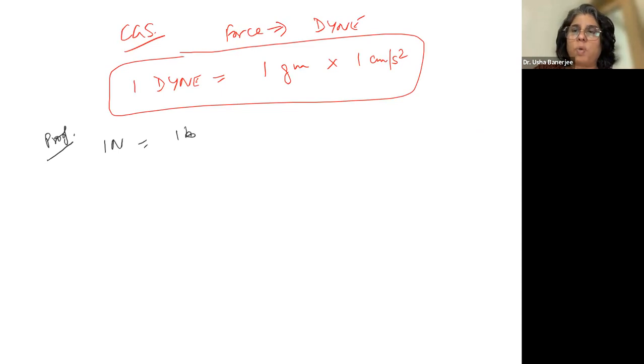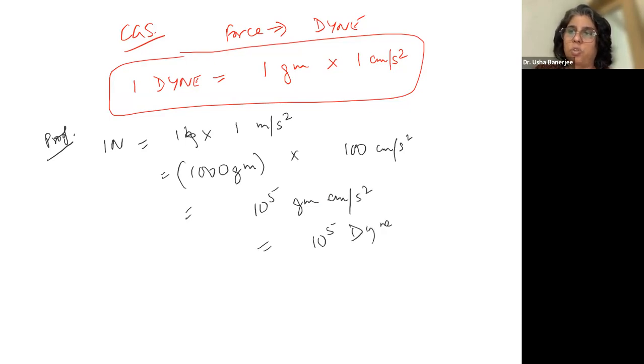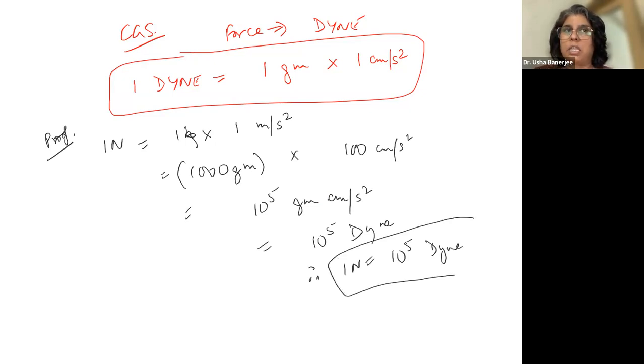1 Newton is 1 kg into 1 meter per second square. 1 kg is how many grams? I just have 1 more minute, but I want to finish it. 1 kg is 1000 grams. 1 meter is how much? 100 centimeter per second square. 1 meter is 100 centimeter. So this is 10 to the power of 5 gram centimeter per second square, which is dyne. Therefore, 1 Newton is equal to 10 to the power of 5 dyne. This is the relationship between Newton and dyne.